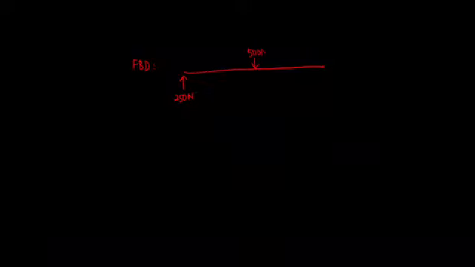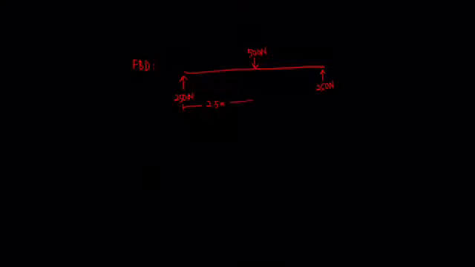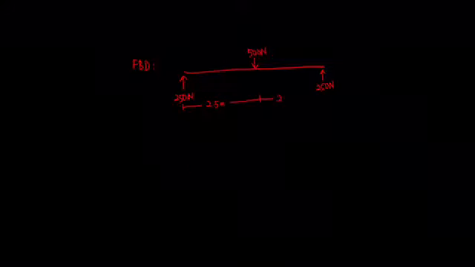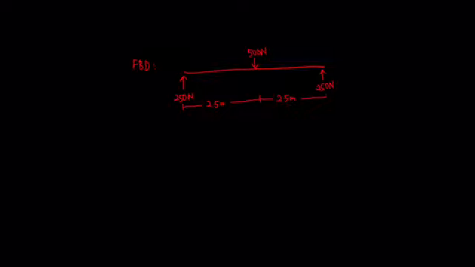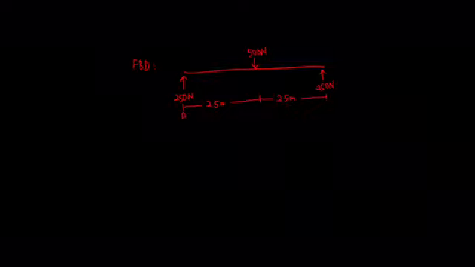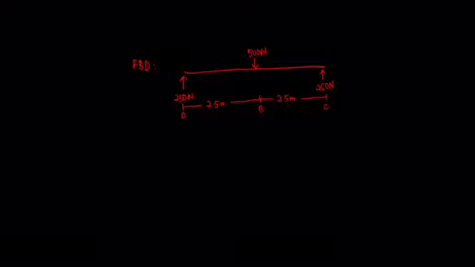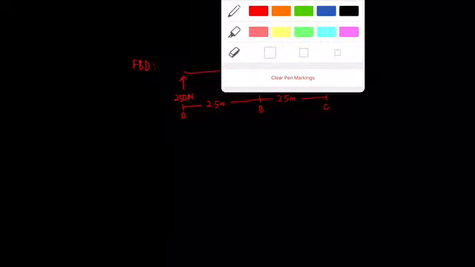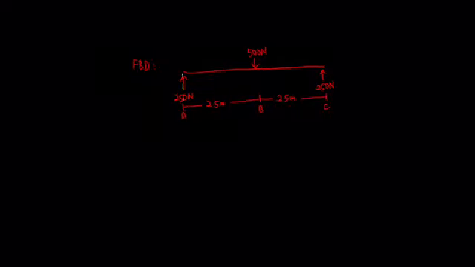So this is point A that you already calculated, 250, 500 Newton. At point C is 250 Newton. The distance is 2.5 meter, 2.5 meter. This is point A, point B, and point C. I advise you to put a line for each.